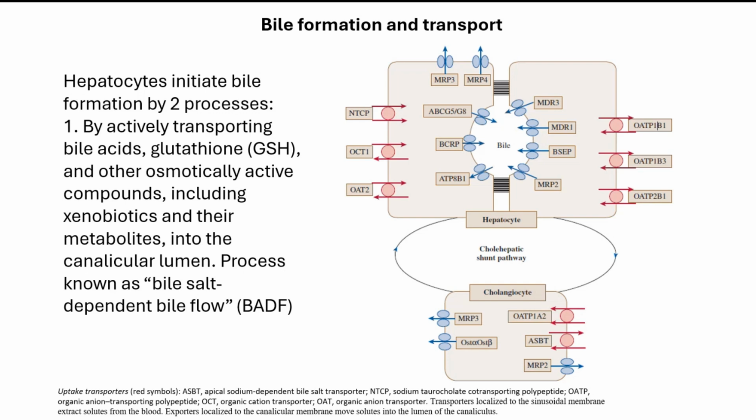Hepatocytes initiate bile formation by actively transporting bile acids, glutathione, and other osmotically active compounds, including xenobiotics and their metabolites, into the canalicular lumen. This is the canalicular lumen, and this is called bile salt dependent flow. It happens by the transporters seen here, and by using different transporters they are secreted here.